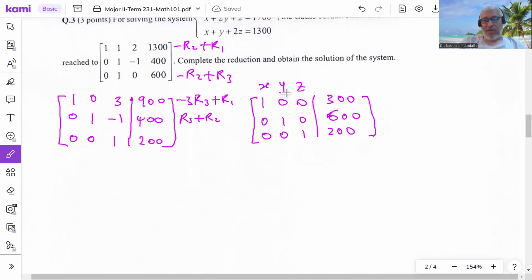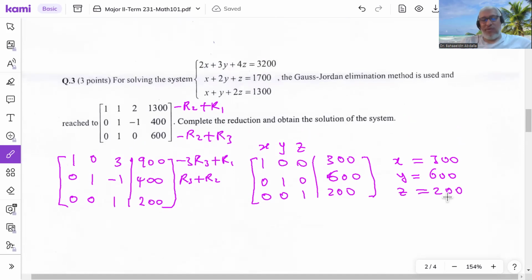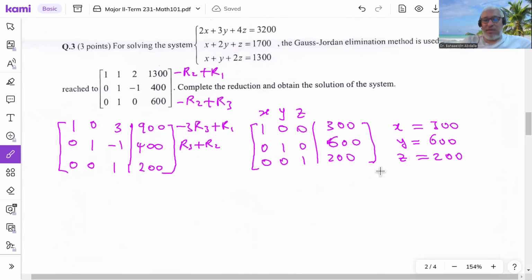1 times X, 0 times Y, 0 times Z equals 300. So X is 300. 0 times X, 1 times Y, so Y is 600. 0 times X, 0 times Y, 1 times Z is 200. So this is the solution of the question. You can just leave it like this. You have the values of X, Y, and Z. So that's the answer. If you want to write it as an ordered triple, value of X, value of Y, value of Z, this is also okay. So either this or this would be fine.